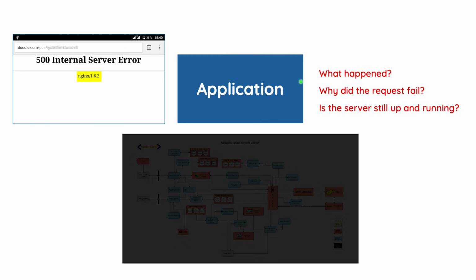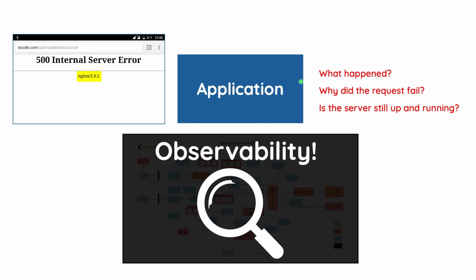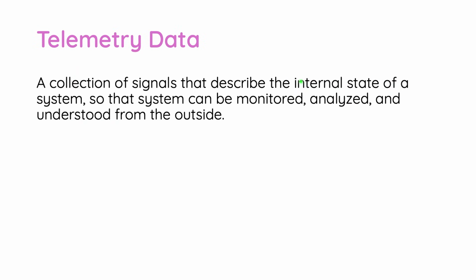This is what's called observability. Observability is the ability to understand the internal state of a system by having some output signals. So these output signals are called telemetry data. Formal definition of telemetry data is a collection of signals that describe the internal state of a system so that system can be monitored, analyzed, and understood from the outside.